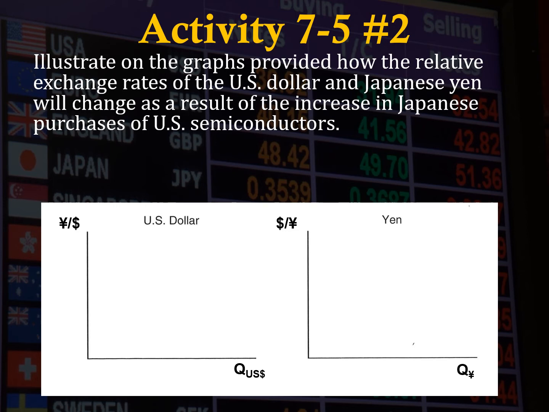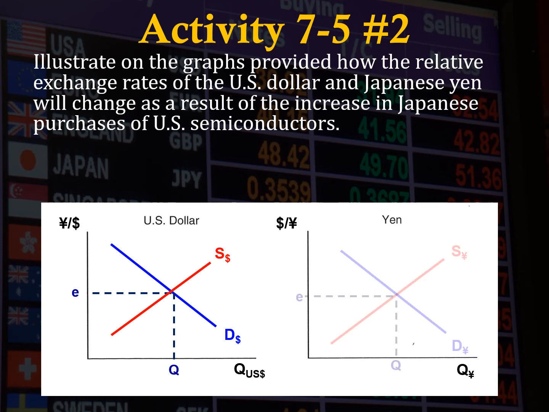Number 2, illustrate on the graphs provided how the relative exchange rates of the US dollar and Japanese yen will change as a result of the increase in Japanese purchases of US semiconductors. So we have the foreign exchange market first for the dollar. Remember, the currency that you're looking at goes in the denominator on the y-axis. So in the first graph, it's yen per dollar. In the second graph, it's dollars per yen. So we start out with these equilibrium exchange rates.